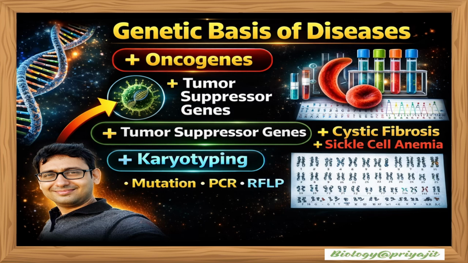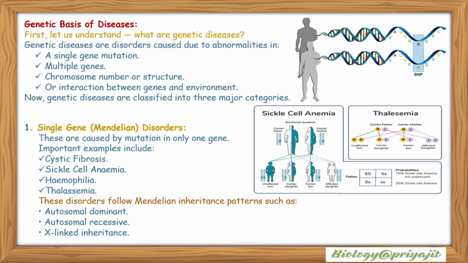We will also cover the molecular diagnosis of important genetic diseases like cystic fibrosis and sickle cell anemia, and finally understand the human karyotype and karyotyping procedures and different banding techniques used in cytogenetics. These concepts are extremely important for undergraduate, postgraduate, CSIR-NET, GATE and other competitive examinations. Let's begin. What is the genetic basis?